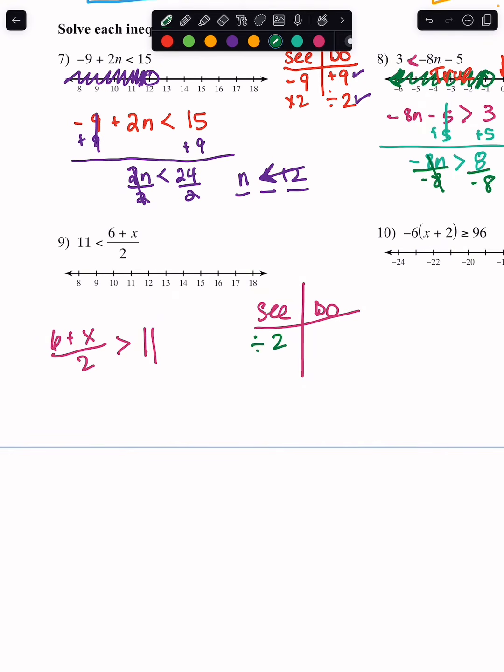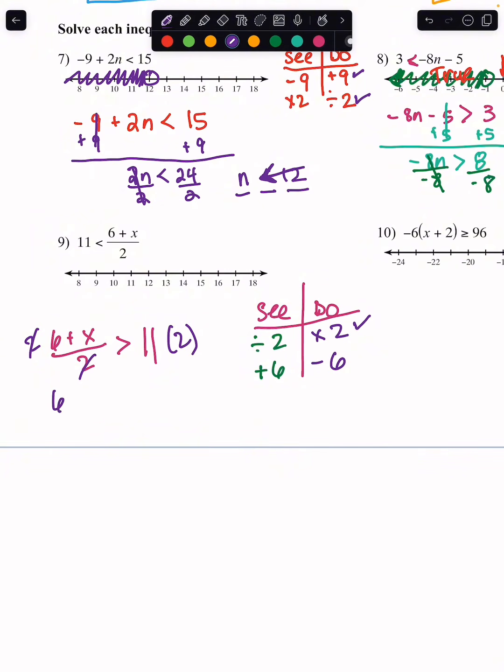What does that mean I'm going to do? Well, I know I'm going to end up multiplying by 2. And I know I'm going to eventually have to subtract 6 somewhere. But because this is dominant division question, I have to start with the times 2 because I need to get this division out the way. We don't like fractions. Get them out the way. Okay, so 6 plus x is greater than 22.